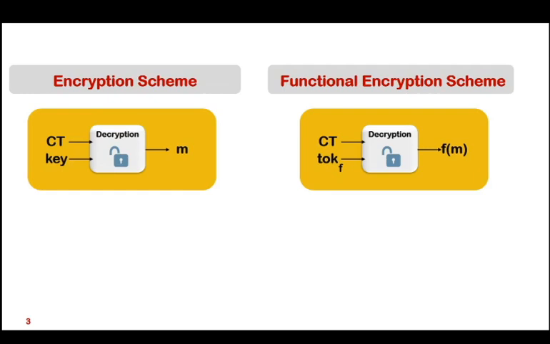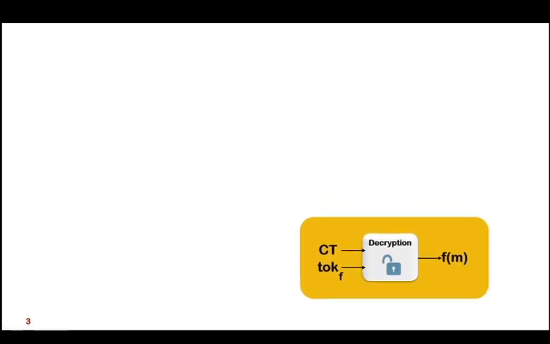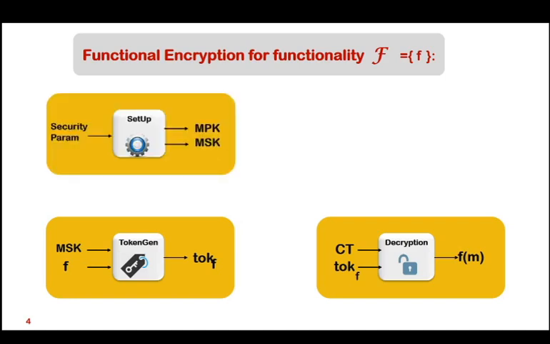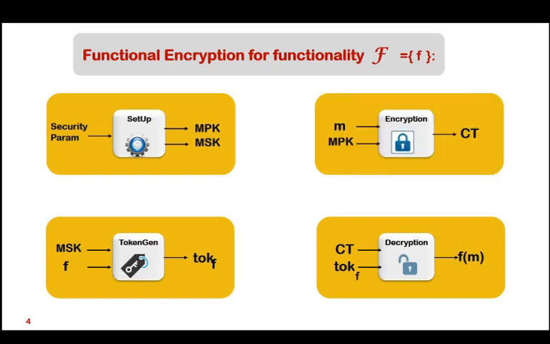As you all know, in classical encryption scheme, the output of the decryption algorithm is either the original message or some error, while in FE, the output of the decryption algorithm is an evaluation of the original message or some error. So in FE, we need to have at least four algorithms. One algorithm to generate the token for a specific functionality, for example, here function F. We need a setup algorithm to generate a master public key and master secret key, where the master secret key is used in the token generator algorithm, and the master public key is used in the encryption algorithm. And the encryption algorithm works as usual, taking the message and master public key as input and generating some ciphertext.